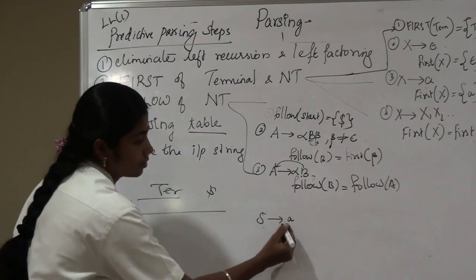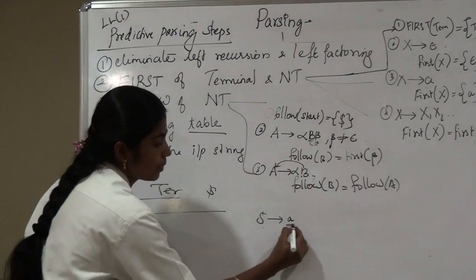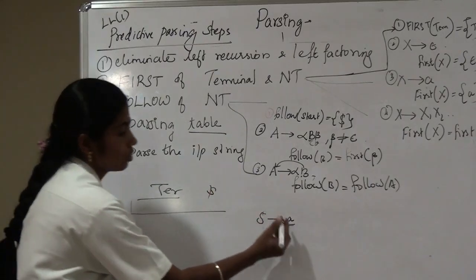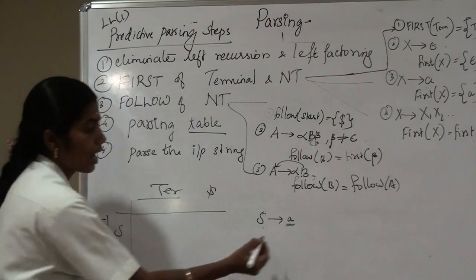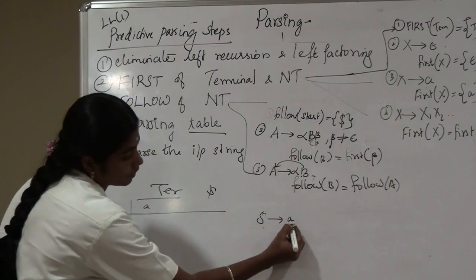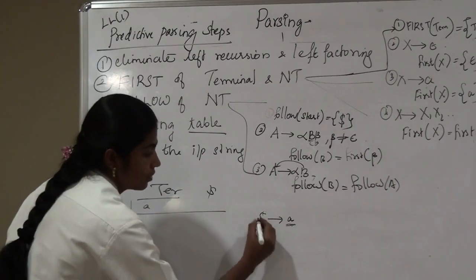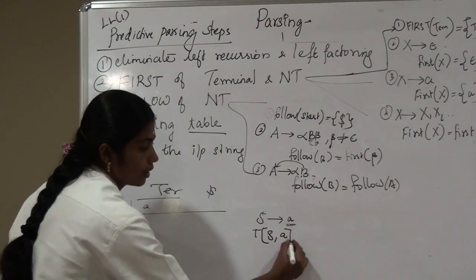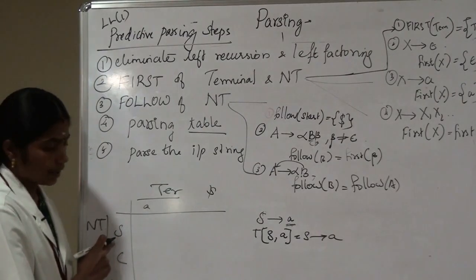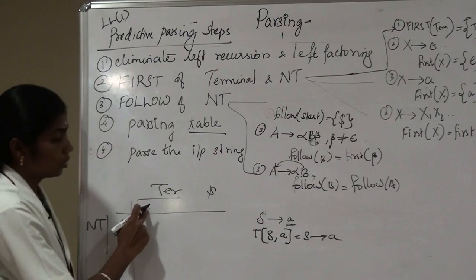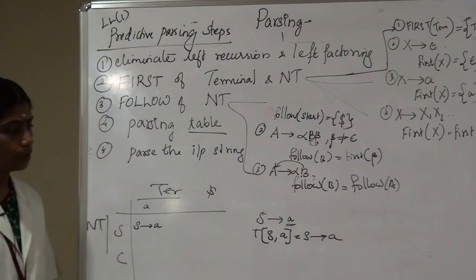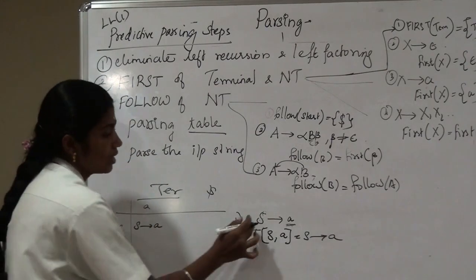For that, S derives a. See the first place of the right hand side of the production. So here, if you have a terminal, then at the table entry of this non-terminal comma terminal, I have to place the production S derives a. So in my table entry for the non-terminal S with the terminal small a, you have to place the production S derives a. This is one format, that is S derives a.